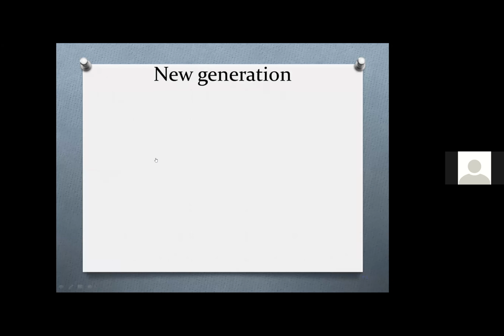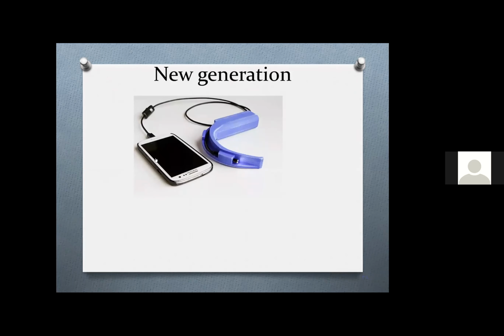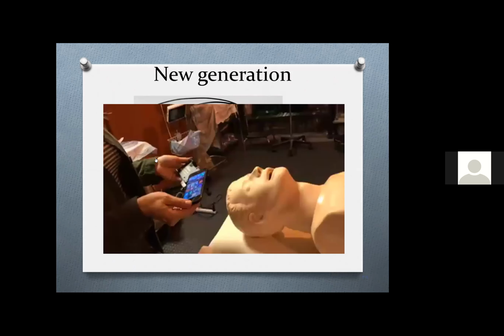The new generation of the GlideScope is the Triangle. It can be attached to a mobile phone, a portable scope like a wire that you attach to your mobile and use the screen of your mobile. I'm going to give you just a quick video about how to use that in a different brand.